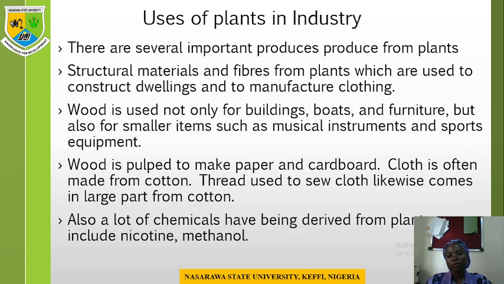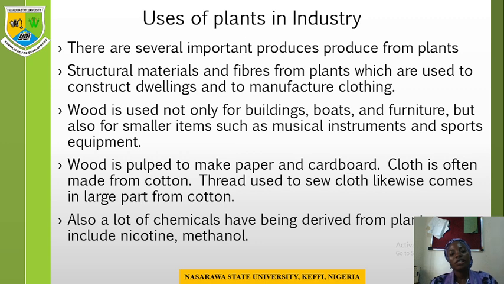Now, industries also make great use of plants. There are several important products that are being produced from plants. Structural materials and fibers from plants are used to construct dwellings and to manufacture clothing. Wood is used not only for building and construction of furniture, but also for smaller items such as musical instruments and sport equipment. Most of them are derived from plants.